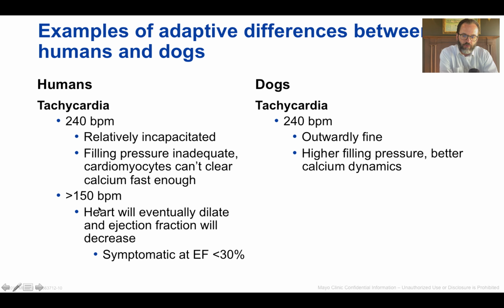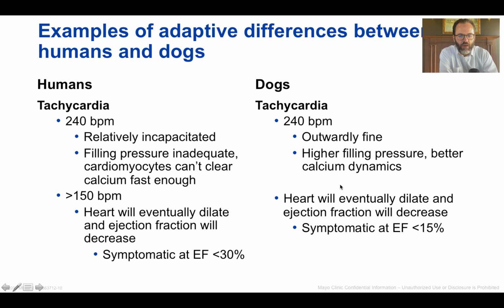We have substantial declines in physical capacity. Even my father ended up having a heart rate of 150 beats per minute for a sustained period of time with atrial fibrillation, and developed pretty substantial declines in ejection fraction. Now in dogs, they'll eventually dilate and ejection fraction will eventually decrease. But realistically, they don't become outwardly symptomatic until ejection fraction often goes below 15%. So it's a tremendously different response and symptomaticity, at a much more severe level than what's observed in humans.